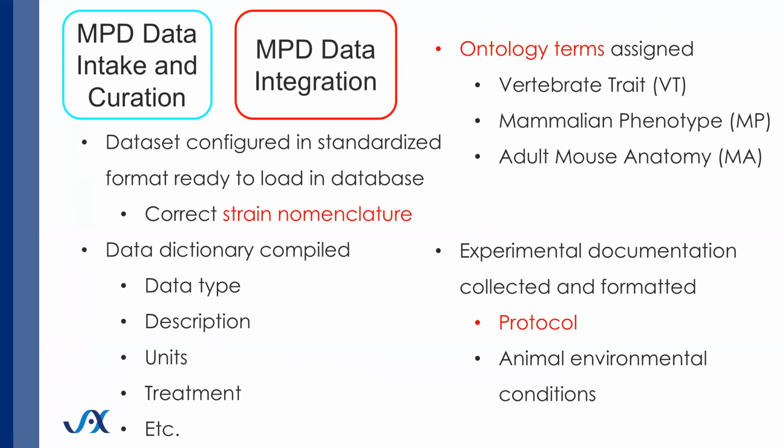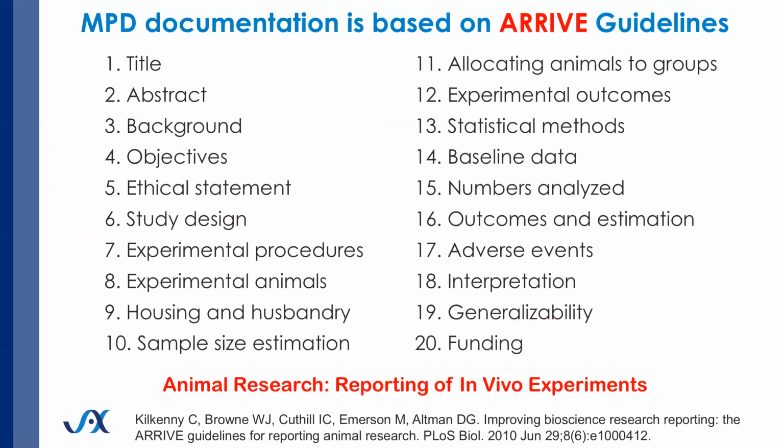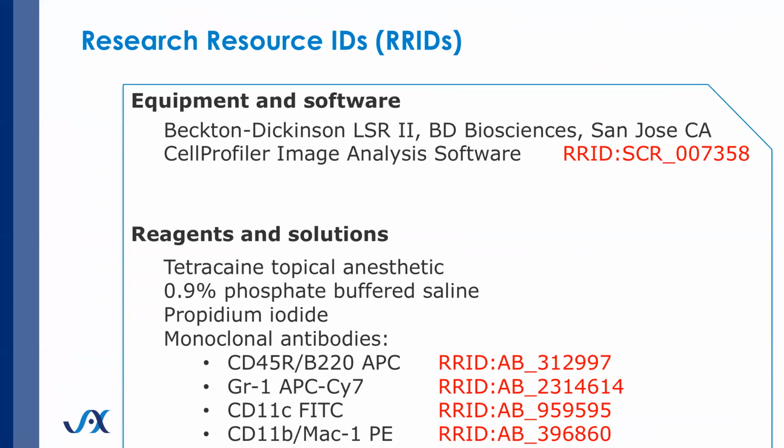So data integration occurs at the strain nomenclature level, ontology term level, and also some protocol information is also used for integration. MPD documentation is based on RRID guidelines. This is going to become even more strict as we move into the curation interface, the new one that we're developing. But we're able to cover most of these items now. We will also be covering research resource IDs where available.